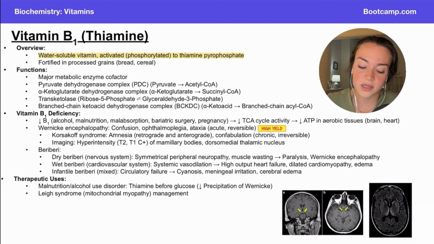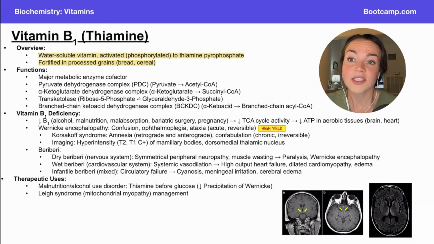And thiamine is going to be fortified in processed grains like bread and cereal. So those are going to be your main dietary sources. Let's jump into some of the functions of vitamin B1. Vitamin B1 is a heavy hitter in your body. This is a major metabolic enzyme cofactor. Like I said, this vitamins chapter is going to be a walk through memory lane where we go back and revisit a lot of the biochemistry pathways that we've talked about so far in this unit.